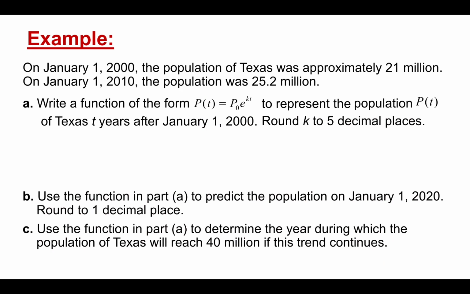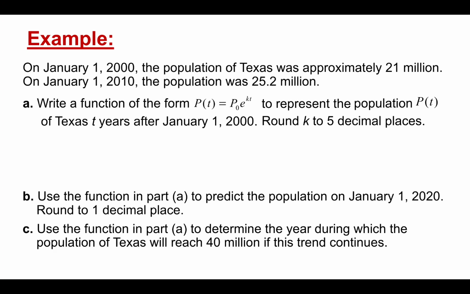Now we have a population. So this is where we're going to be setting a P naught, our beginning point. On January 1st, 2000, the population of Texas was approximately 21 million. On January 1st, 2010, the population was 25.2 million. So we want to write a function of the form P of t is equal to P naught times e to the kt to represent the population. And this will be the population P of t of Texas t years after January 1st, 2000. And we're going to round k to 5 decimal places.